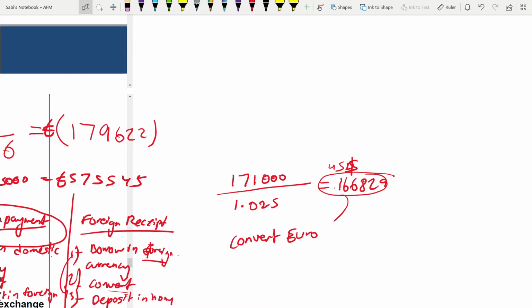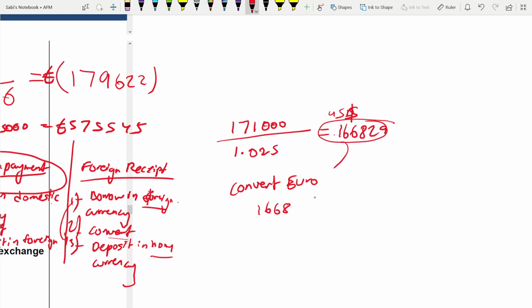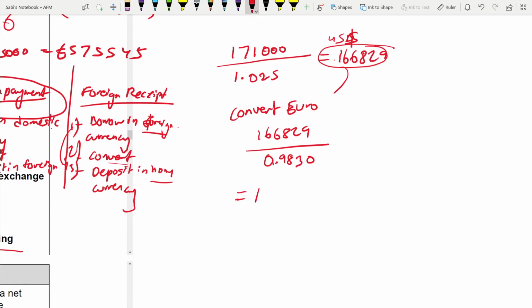So what do you do? You divide this. 166,829 divided by the spot rate, which is 0.9830. Whatever you get will be in euro only. Which will be 169,714. Now borrowing. When you're borrowing, you multiply it by the borrowing rate.